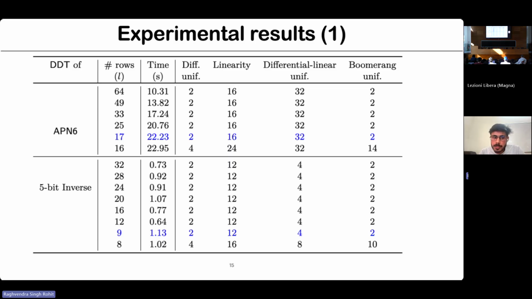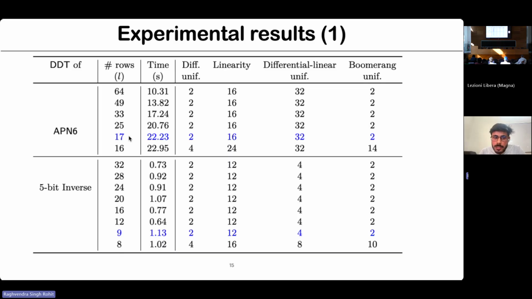A similar pattern happens in the case of the 5-bit inverse, where till 1/4 of the rows are given, we can have a similar S box. So here, till 9 rows, we can reconstruct the same S box. For 8 rows, the differential uniformity and some other properties change.